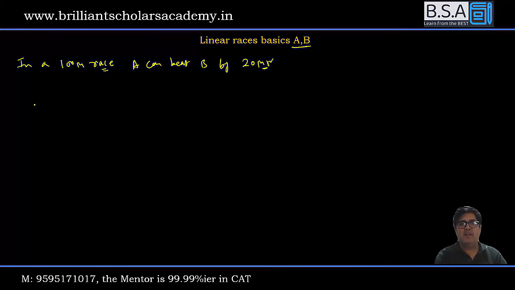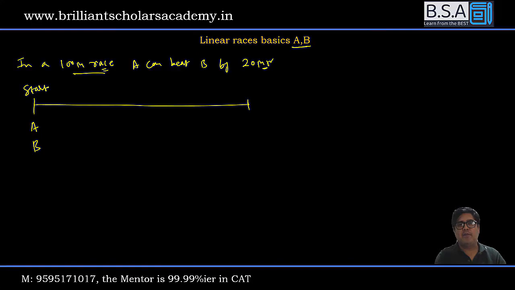If you imagine a race track, a straight race, a linear race, if it simply says race, we imagine it as a linear race in a straight line. A and B are at the starting point. The race starts, somebody fires a bullet or there is a clap sound. The moment A reaches here, we ask B to stop. We say B, stop there. So here the gap will be 20 meters.